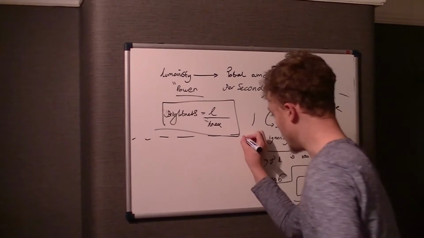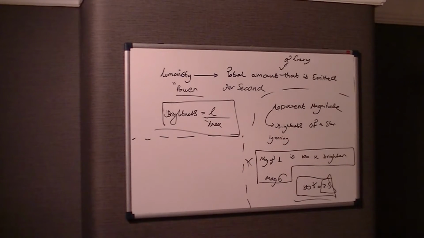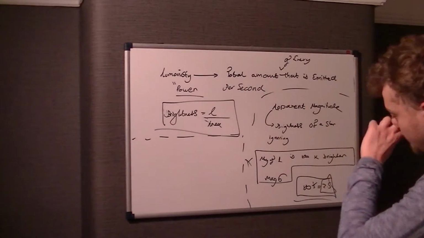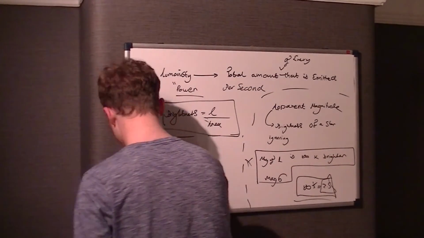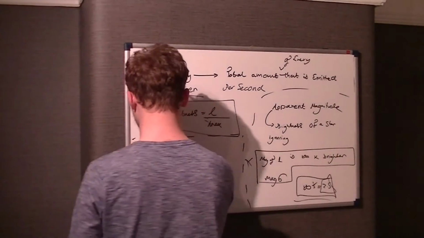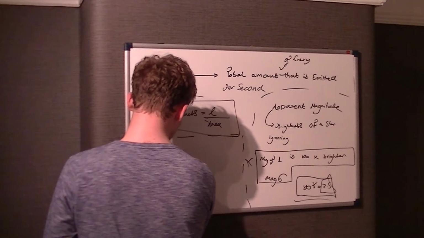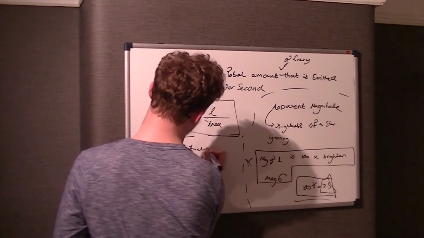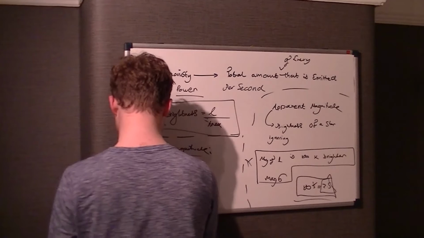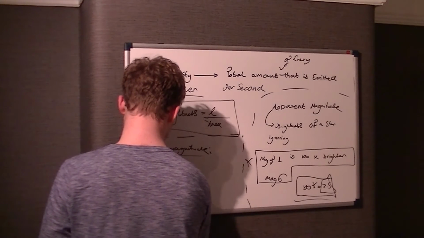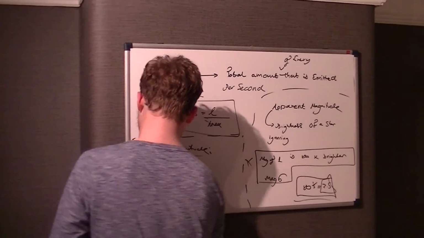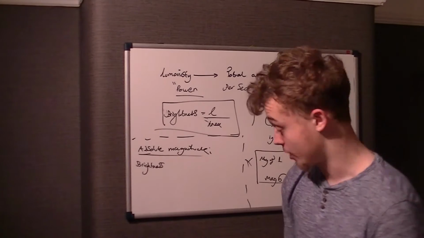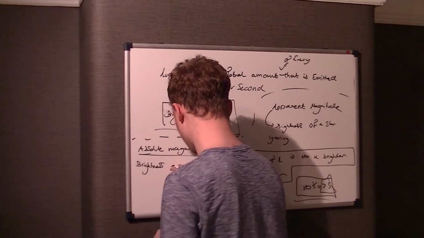Now, the other term that I mentioned was absolute magnitude, okay? Absolute magnitude is the brightness of a star at a set distance, okay? But what is that set distance? Well, there's another way to bring about this. It's 10 parsecs or 32.6 light years. So it's the brightness of a star at that set distance.